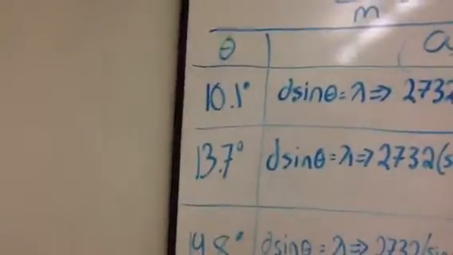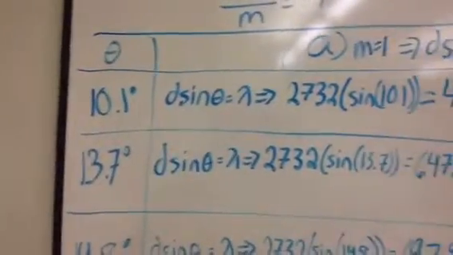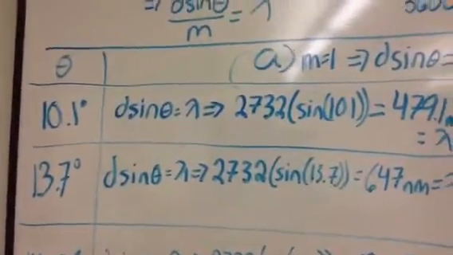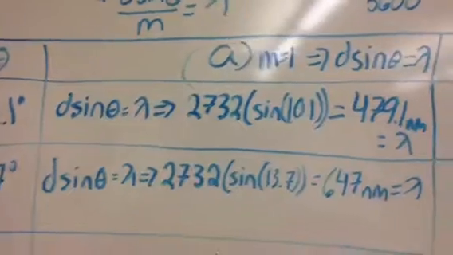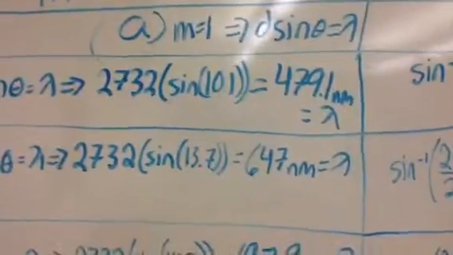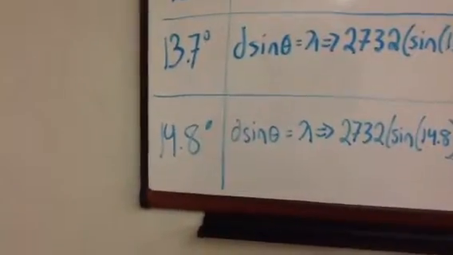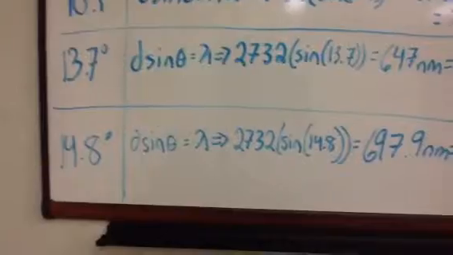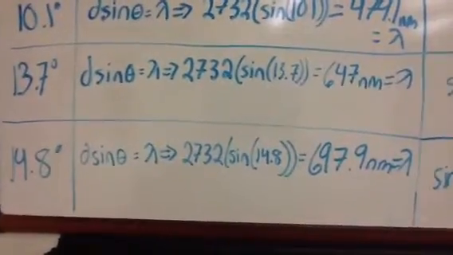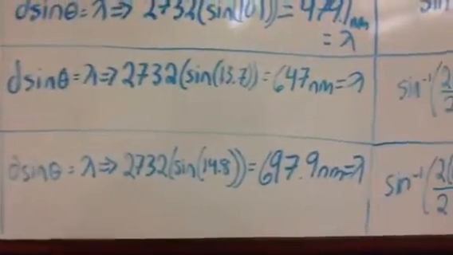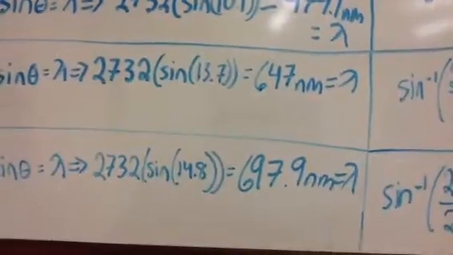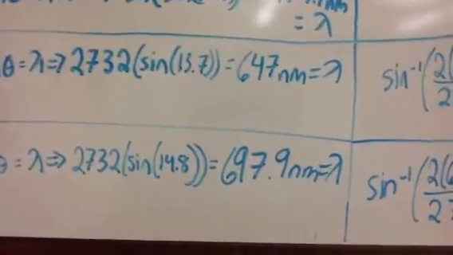which for 10.1 degrees is the number for lambda. Now for 13.7 degrees, we do the same exact thing, and we get 2,732 nanometers times sine 13.7 degrees, which is equal to 647 nanometers for lambda. For the last one, 14.8 degrees, we plug that in also, and we get 2,732 times sine 14.8, which is equal to 697.9 nanometers for lambda.